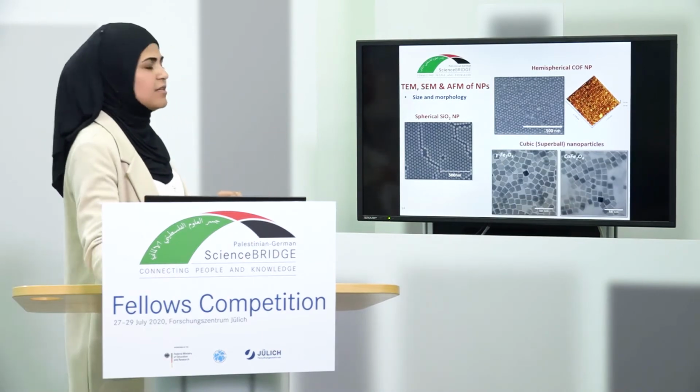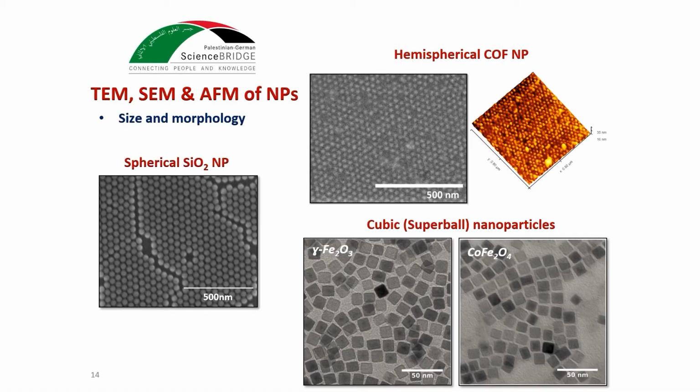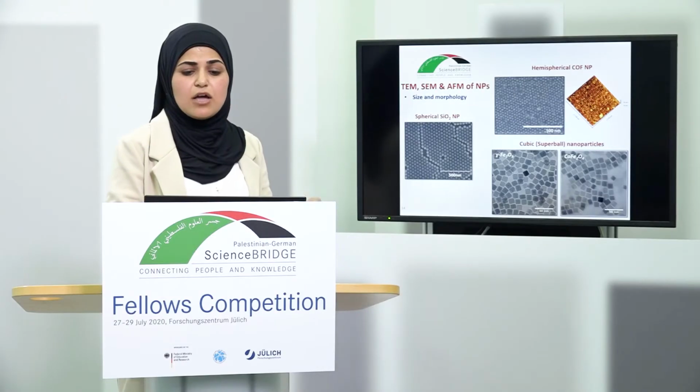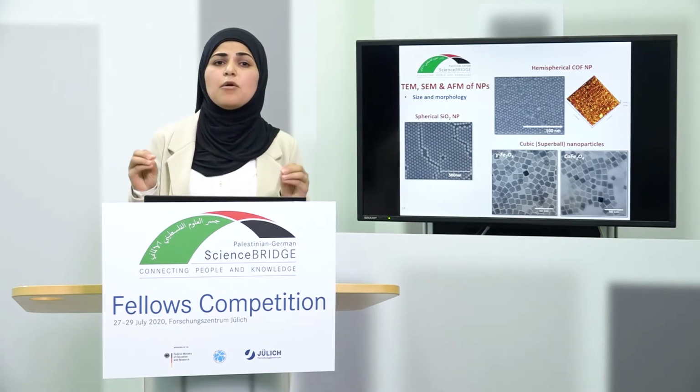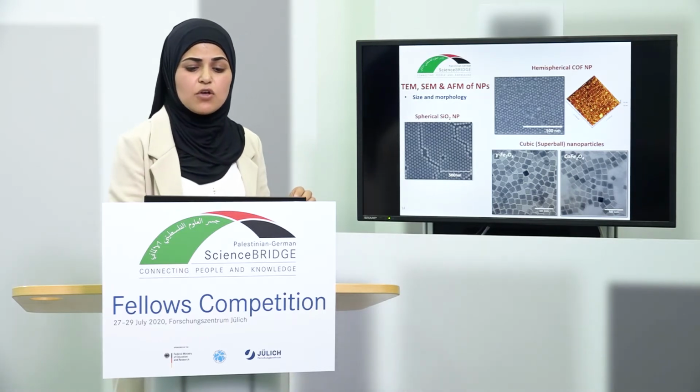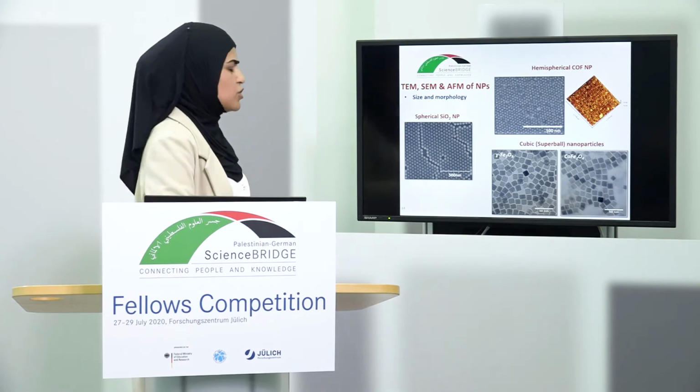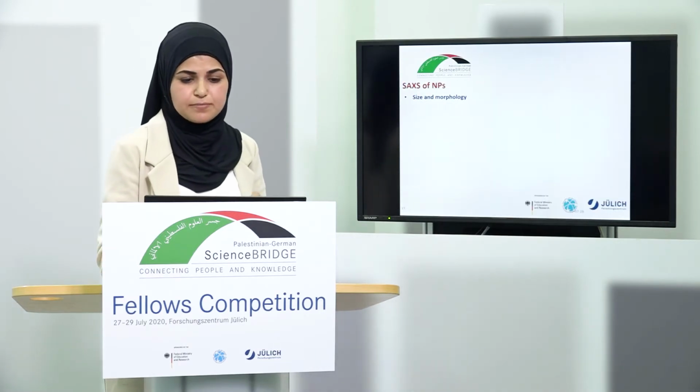I'm just showing some examples for each particle. For silica nanoparticles, I'm showing the SEM, and we can also use AFM to get a 3D image of how the particle looks. I used it for cobalt ferrite because, as I said, we have hemispherical particles. And for the cubic or superball nanoparticles, I'm showing TEM images.